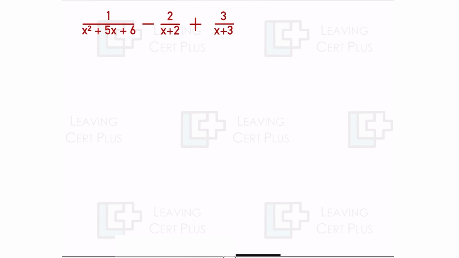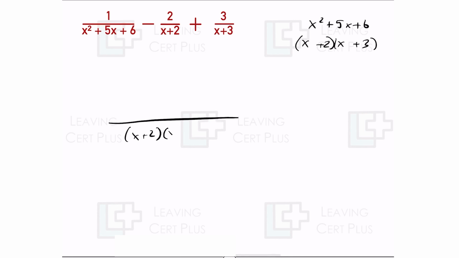So first of all, again, let's factorize this here. Opening up your brackets, you could say that's x and maybe 3 and 2 again, both positive to create a plus 5x. So these are the two common factors again, and that's going to be our common denominator, x plus 2 multiplied by x plus 3. Now nothing has changed with this one because it has the same denominator as what we have here. So let's leave that as 1.